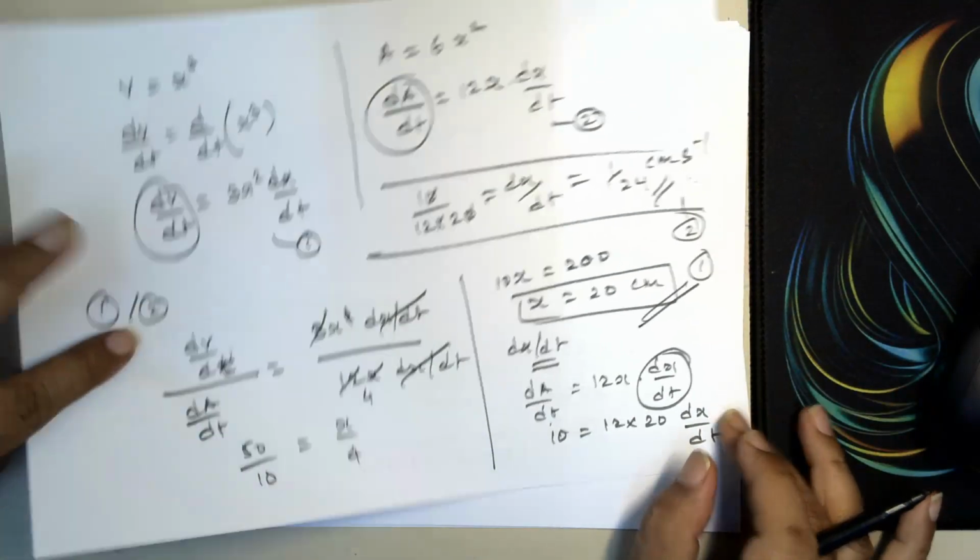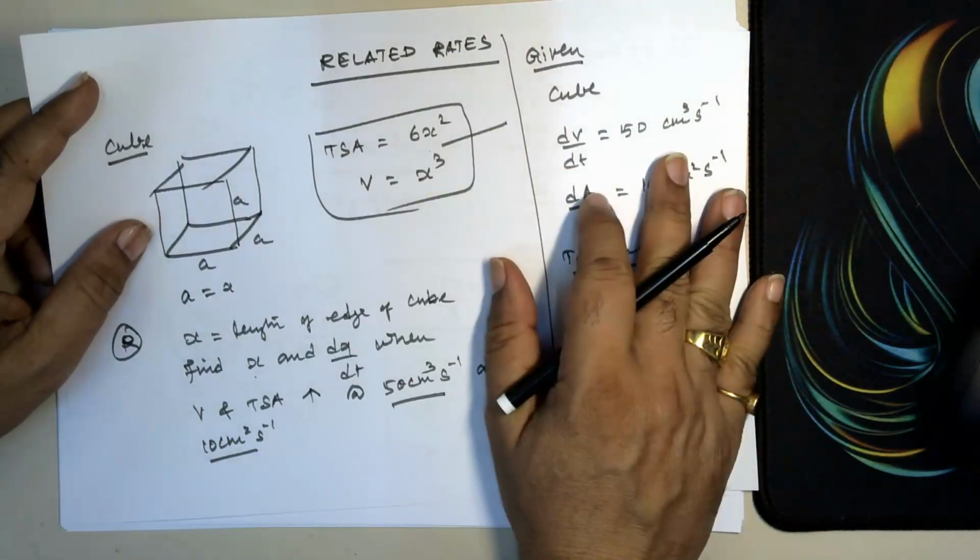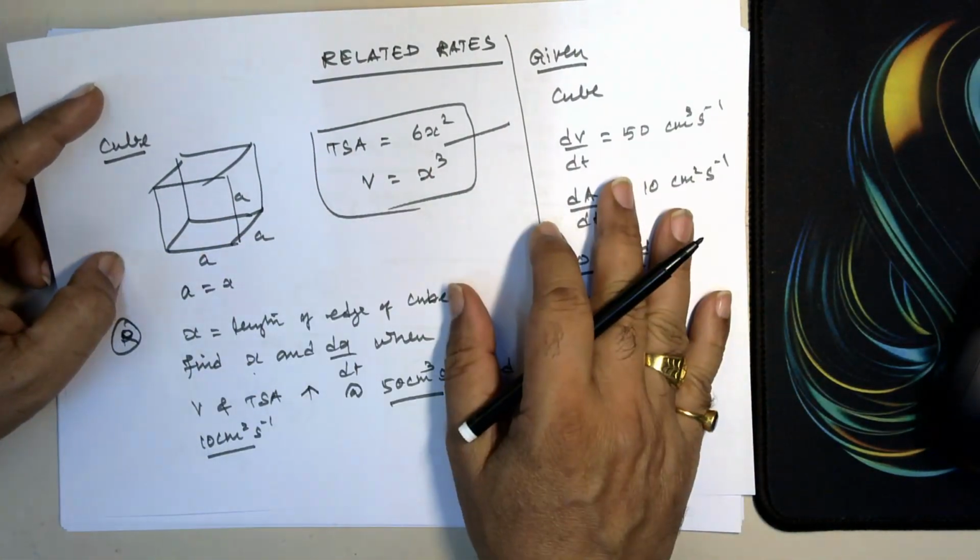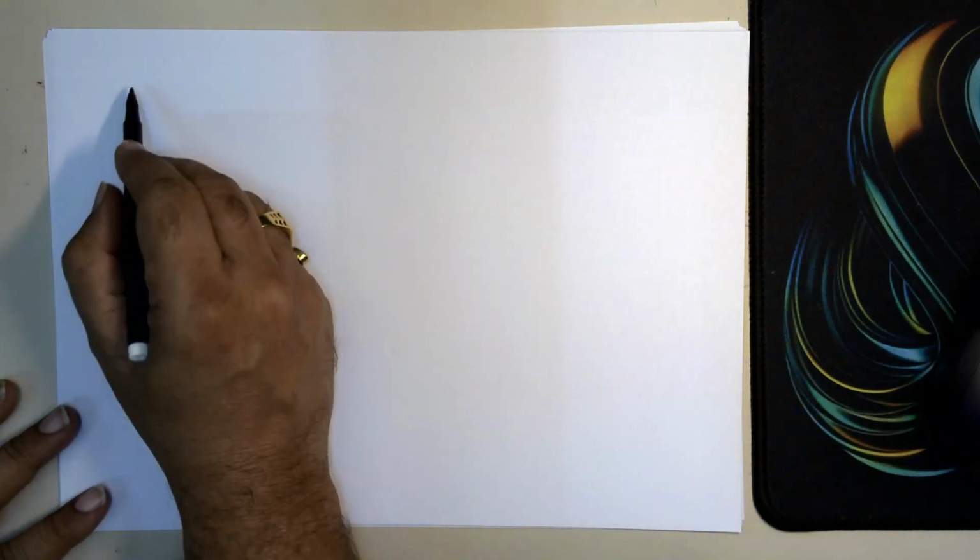Now let us move to the next sum. So this is based on cube. Okay, so you can have similar sums. Now let us proceed with cuboid.